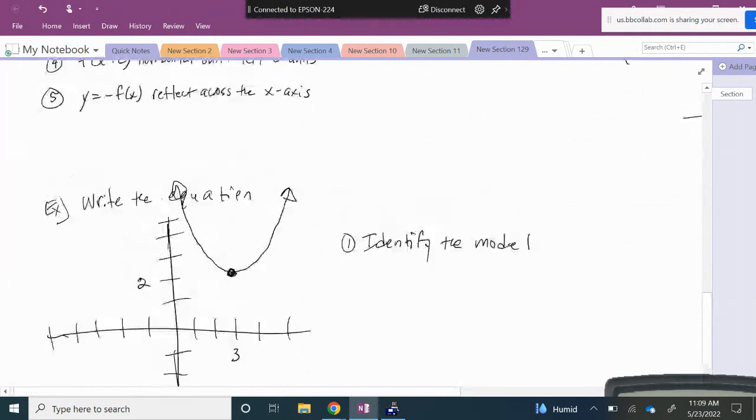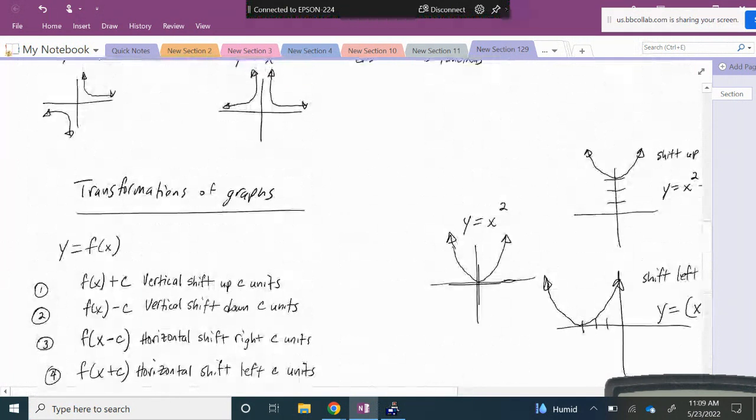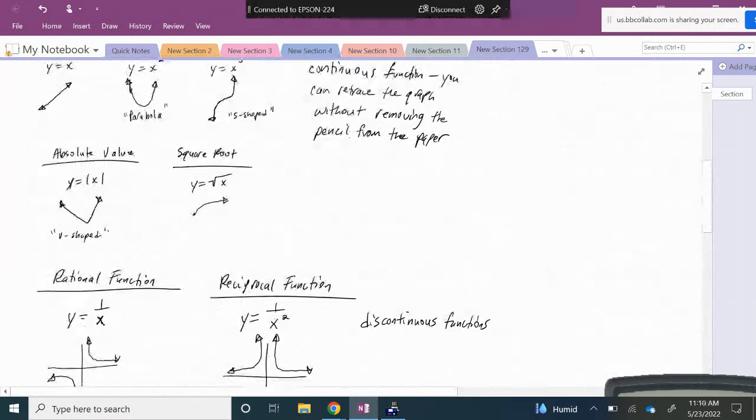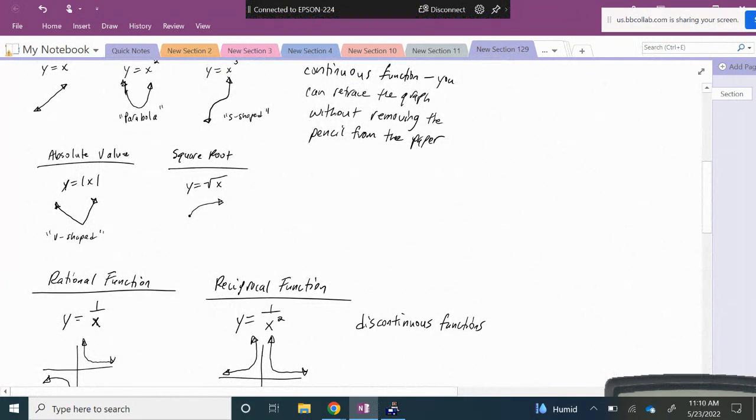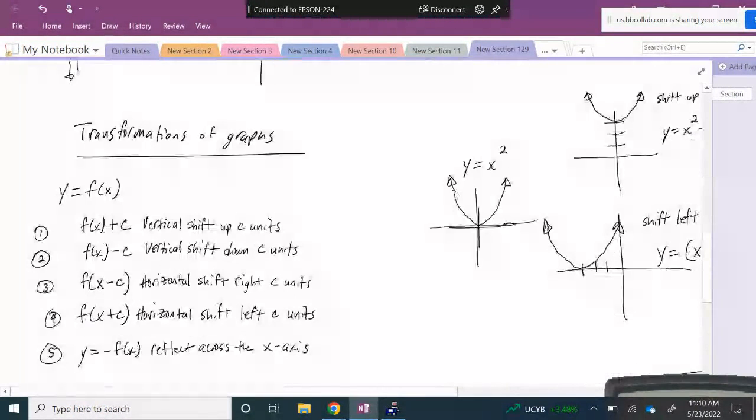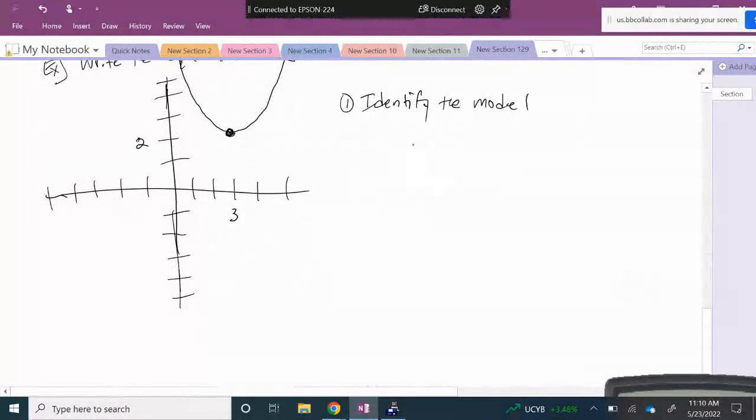So what I mean by the model is the models are one of the equations we just talked about. It either has to be a quadratic, cubic, absolute value, square root, rational function, or reciprocal. So based on the shape, this is a parabola. Y is equal to x squared. All right, so I'm going to start with that. Y is equal to x squared.